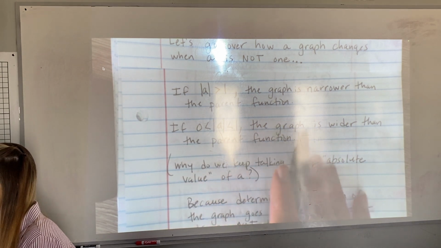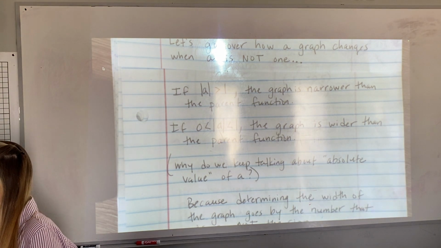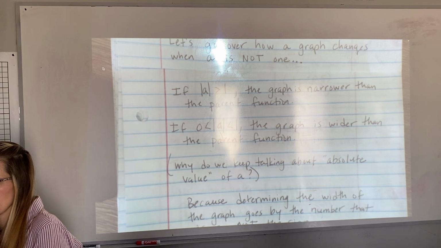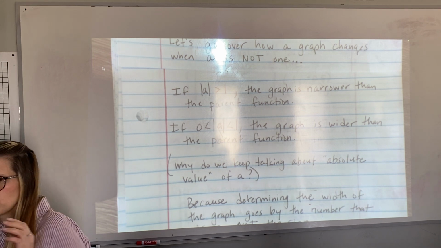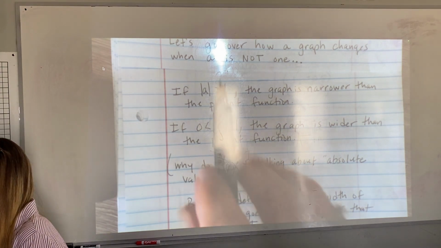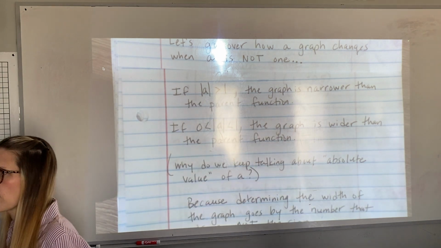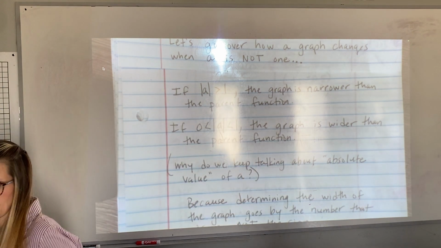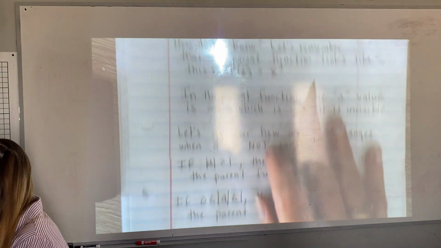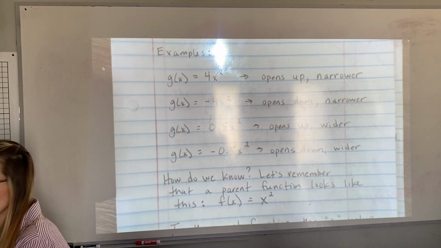The graph is going to be wider. It gets more spread out because when it's multiplied by a decimal number, it ends up shrinking the value, which makes it go wider. If it's greater than 1 and you multiply by a number greater than 1, it makes the y values shoot up faster or down faster. Yeah? Yeah. So going back to these examples, right here.